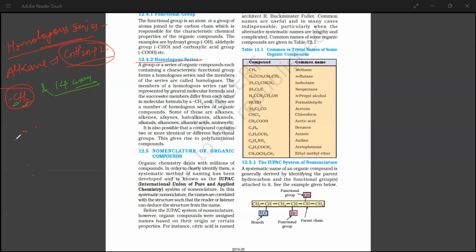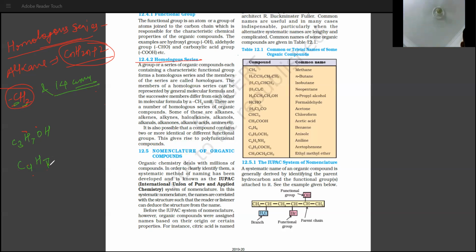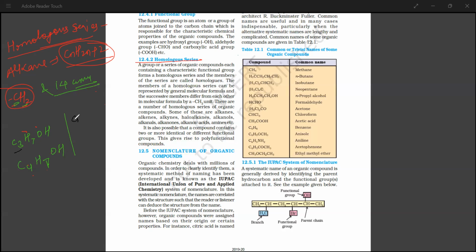For example, they can ask you about C3H7OH and C4H7OH, whether they are members of the same homologous series or not. They can ask questions like this. See how you will do it here. For CnH2n, C is 3, so n is 3. Two 3s are 6, but here it is 7, so plus 1. So it is CnH2n+1 OH.